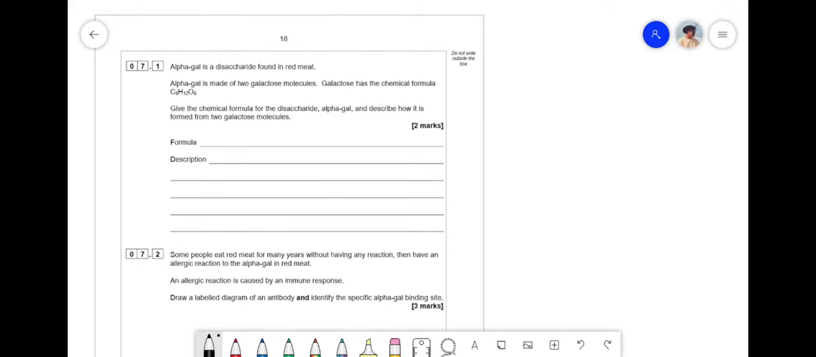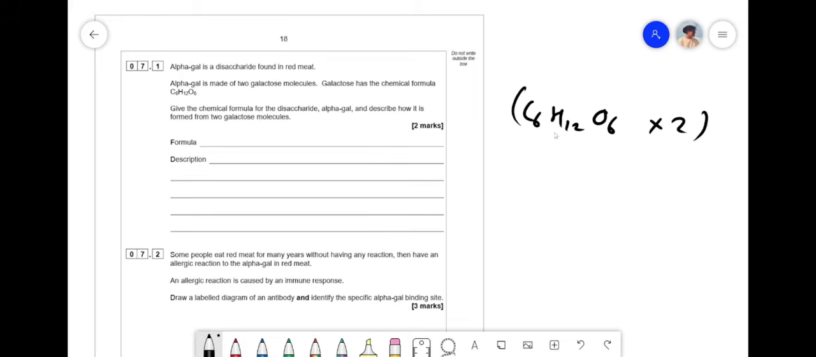Right. So, alpha-gal is a disaccharide found in red meat. It's made from 2 galactose molecules with this formula. Give the chemical formula for disaccharides. So if it's a disaccharide, you're putting 2 of these together. So you're going to do C6H12O6. You can times it all by 2.